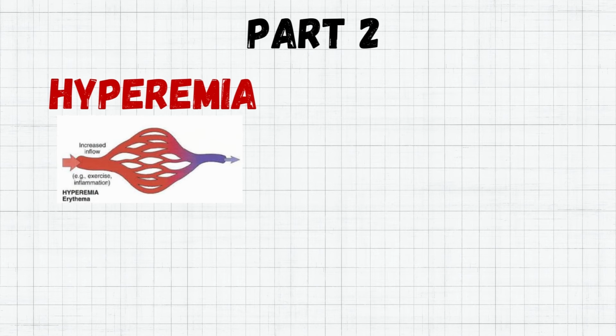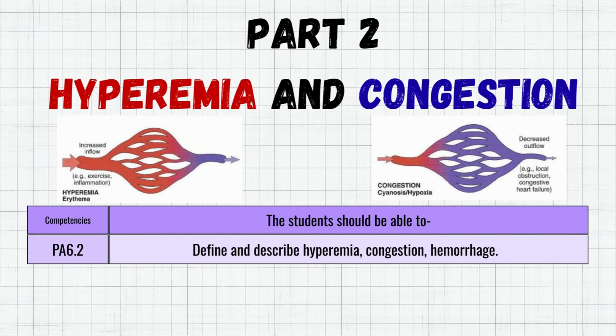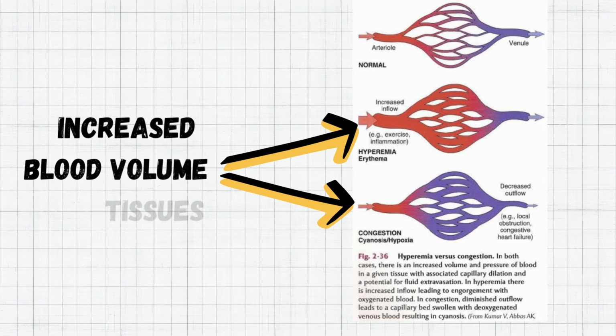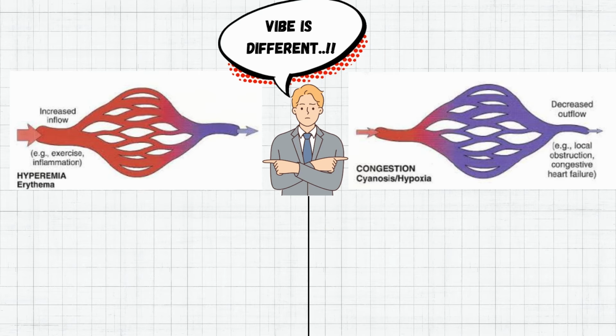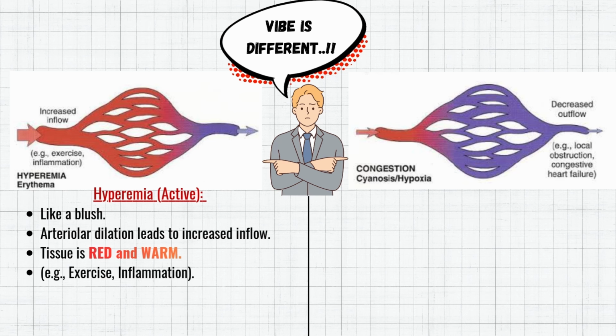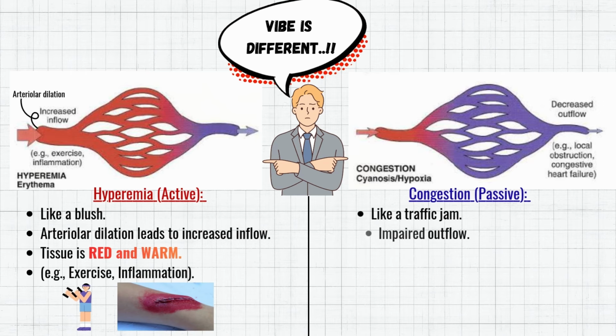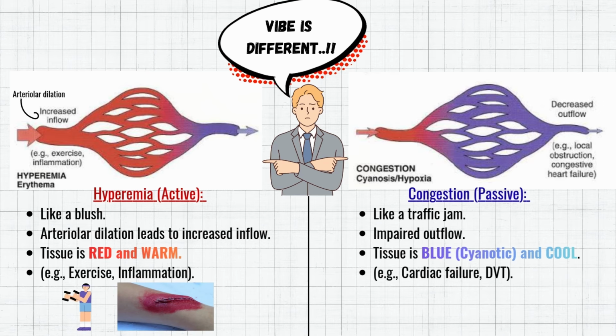Part 2. Hyperemia and Congestion. This covers our NMC Competency PA 6.2. Both mean increased blood volume in tissue, but the vibe is different. Hyperemia is the active process. It's like a blush. Arteriolar dilation leads to increased inflow. The tissue is red and warm, for example in exercise or inflammation. Congestion is a passive process. It's like a traffic jam, impaired outflow. The tissue is blue or cyanotic and cool, for example in cardiac failure and DVT.